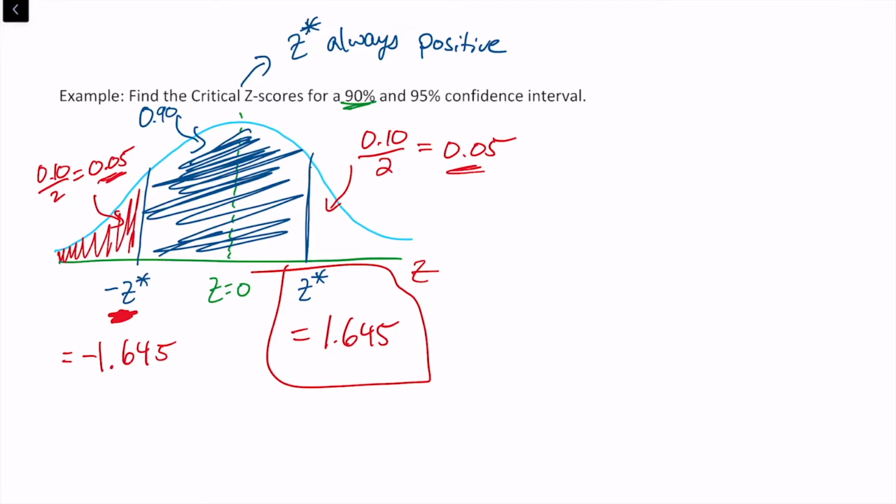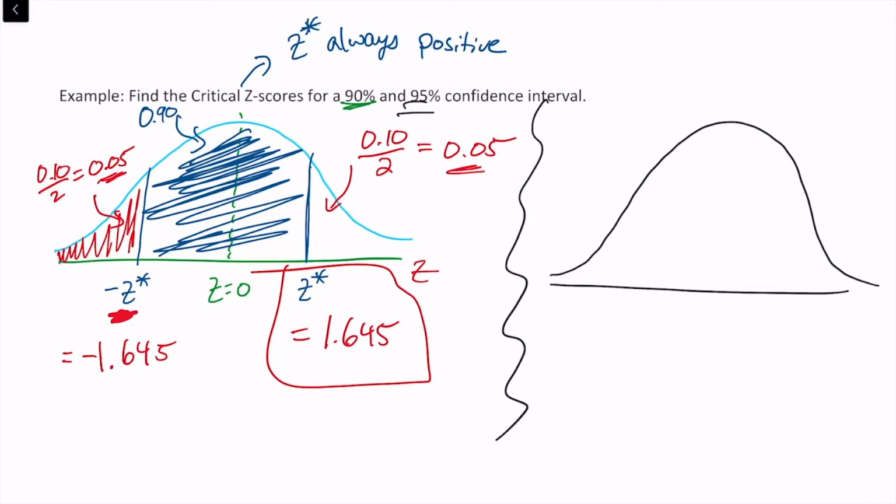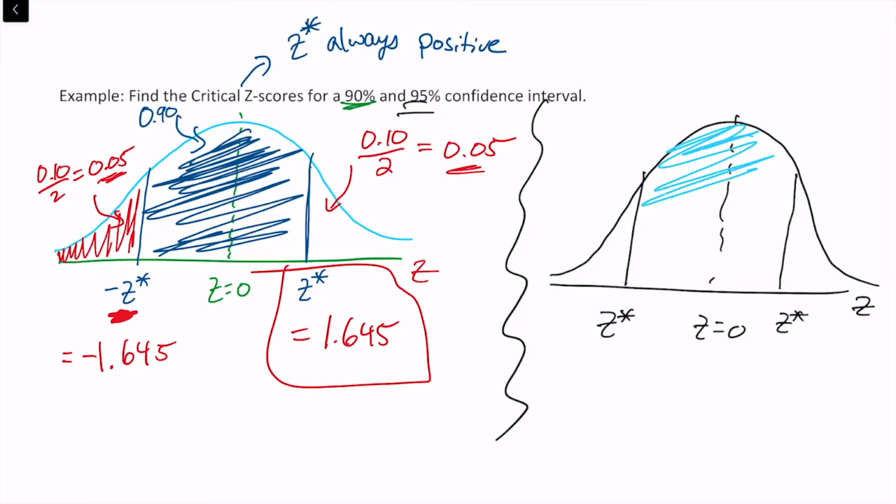All right. Now let's quickly do the same thing for a 95% confidence interval. Really, it's a very similar picture. The only thing that changes is the area in between. All right, so right down the middle, z is equal to 0. We have a left critical value, and we have a right critical value. But now the area between them for a 95% confidence interval is 0.95.